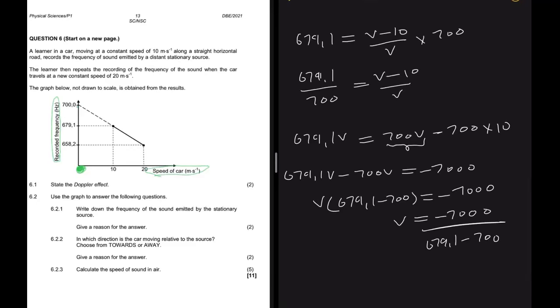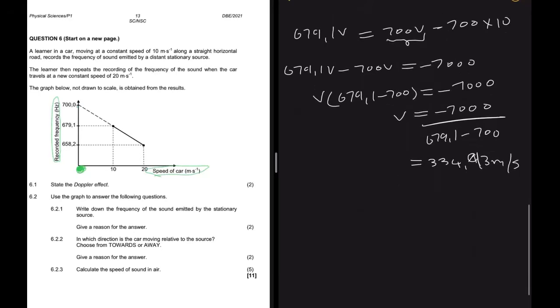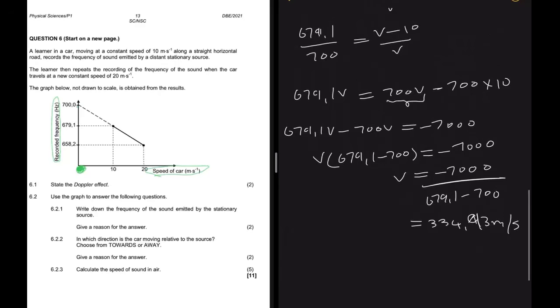It's taking a bit longer than I expected. Just give me a sec. So we have minus 7,000 divided by 679.1 minus 700. That is 334.993 meters per second. So yeah, that is what I'm getting. So what I'll ask you guys to do is to use the other point when the velocity is 20 meters per second and see if you get the same thing.